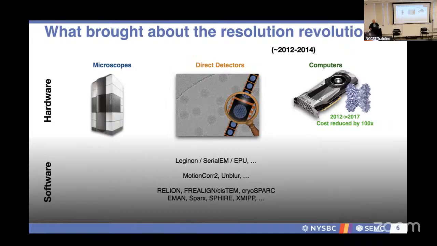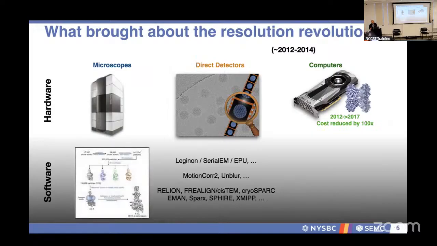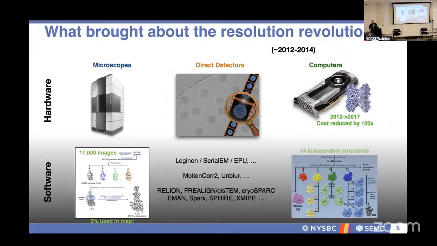Along with all these hardware developments came the software developments, and some of these programs you might have heard, from data collection to processing. And what that has done is then what we can do is take a data set that can be quite heterogeneous and pull out a subset that can reach high resolution. Or, as Joachim alluded to, with very, very few particles and asymmetric units, we can start teasing out biochemical states. And all of that has come about within the past decade.